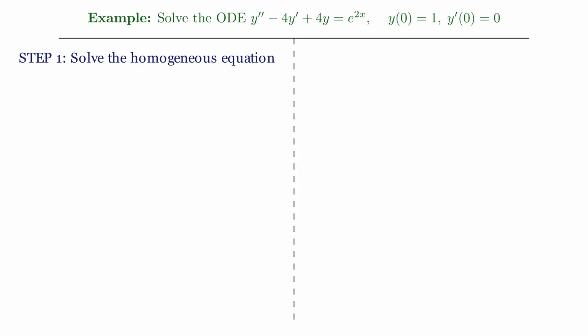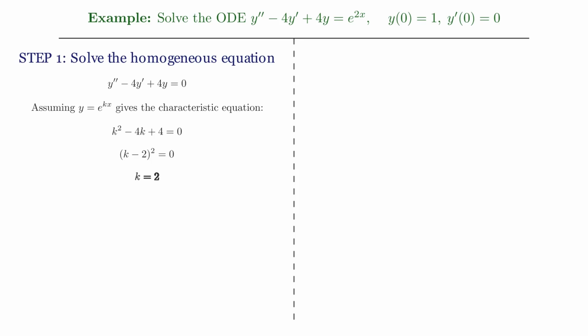So we're going to replace that function on the right hand side with 0. So we want to solve y'' - 4y' + 4y = 0. Assuming that y is of the form e^(kx), this will give us the characteristic equation k^2 - 4k + 4 = 0. In this case, we can factorize. We can rewrite this quadratic as (k - 2)^2 = 0. Therefore, k is equal to 2.